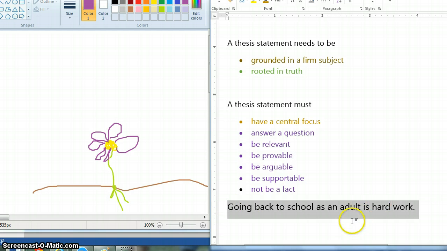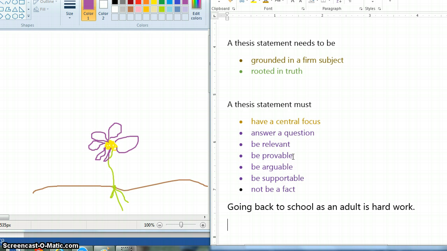Going back to school as an adult is hard work. Okay, I don't remember. I think this was our first petal around here somewhere. Actually, central focus. Do we have a central focus, going back to school as an adult? We do have a central focus. It's quite broad. First petal, does it answer a question? Well, the question could be, is going back to school as an adult hard work? So yes, it answers a question. Is it relevant? I think so.